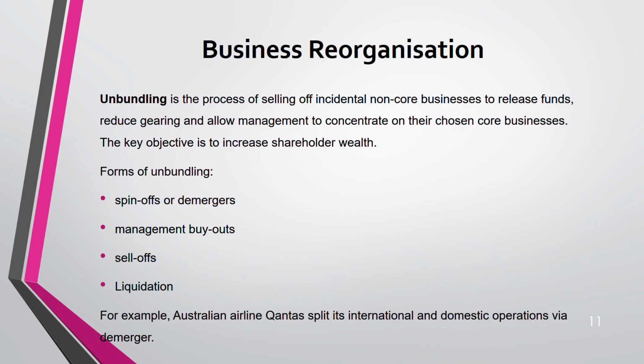For example, the Australian airline Qantas split its international and domestic operations via demerger. Earlier it was one. Now it's two. International is separate, domestic operation is separate.